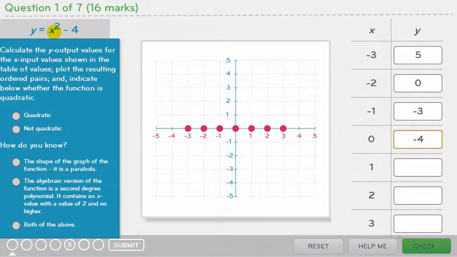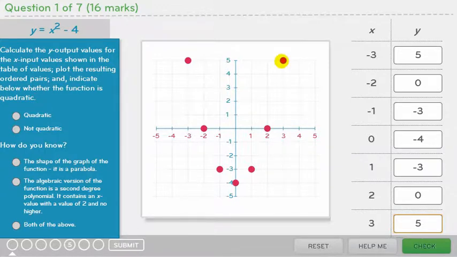And then completing the rest of the table in the same fashion, we have these points that are mirrored from the top. So let's drag and drop them into the correct places. Negative 3, 5, negative 2, 0, negative 1, negative 3, 0, negative 4, 1, negative 3, 2, 0, and 3, 5.